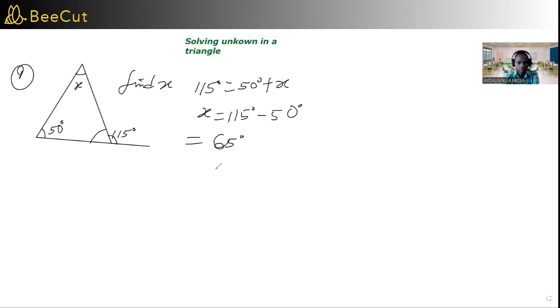Now, if I don't use this method, I'll use the first method by comparing this angle here and this angle here, which sum to 180. So I combine them. If I call this Y, I say Y plus 115 equals 180. Then I have Y equals 180 minus 115, so Y will be 65.